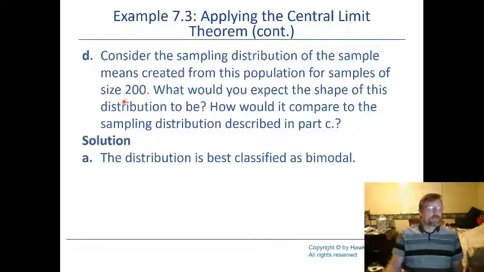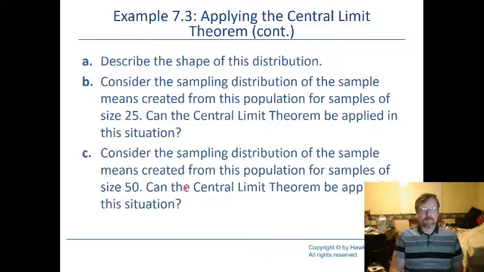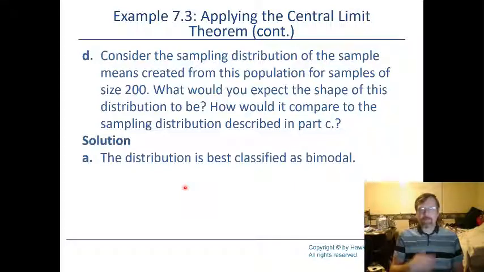Okay, first off, the distribution is probably best classified as bimodal. As you can see here, we've got two peaks, so that's telling us we've got two highly frequent occurrences. Not quite bimodal in the same sense as we were talking about earlier in the semester, but that is usually how you describe something with two peaks, even if they're not equal size.